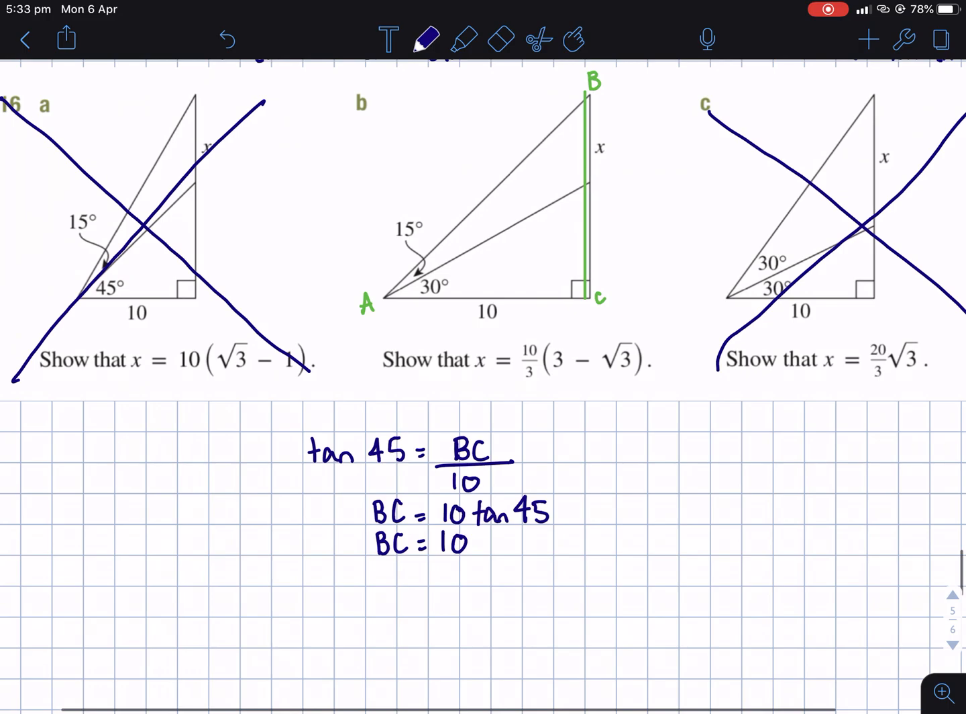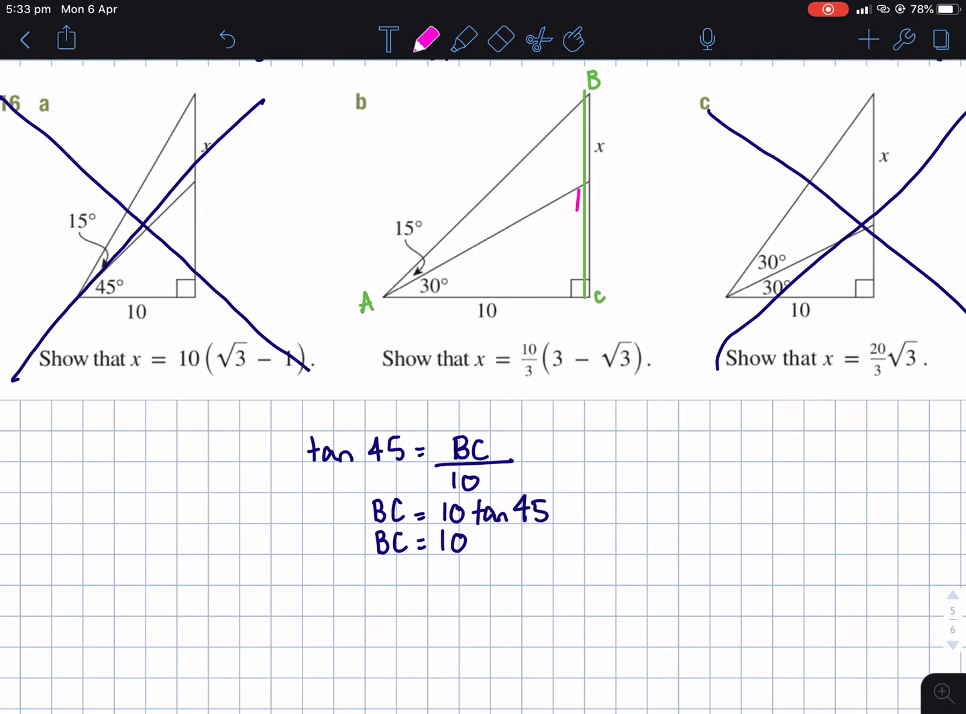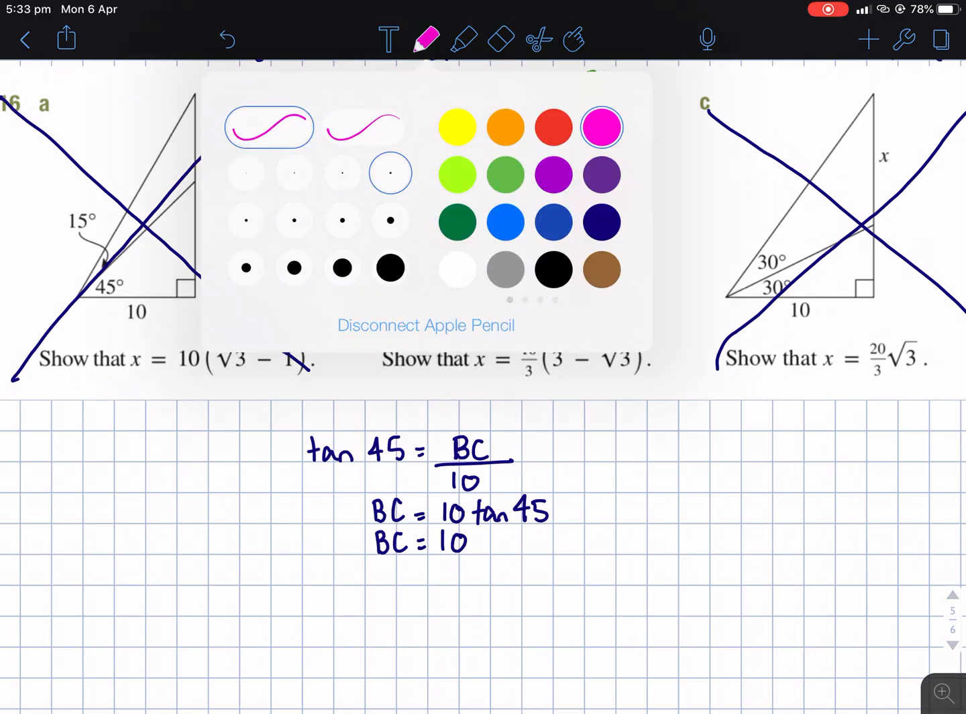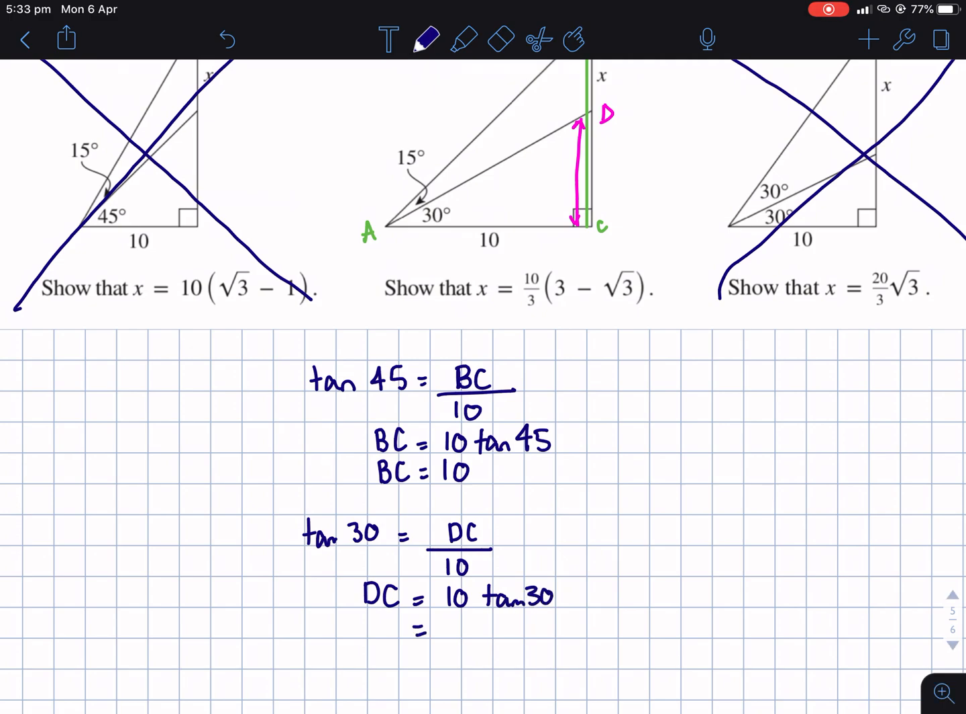Then, if I just wanted to look at the short one, because eventually I'm going to have to find X, but the triangle that X is in is not right angled, so I'm going to find this shorter one first. I'm going to call this point D. If I look at that smaller triangle, then this time tan 30 equals the length DC over 10. So DC equals 10 tan 30. I don't think we'll get a nice one for this, so I'm just going to leave it as 10 tan 30.